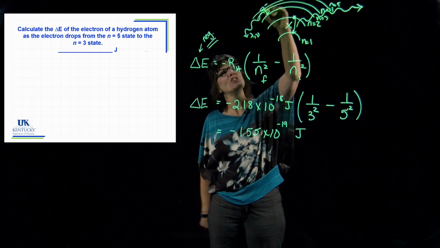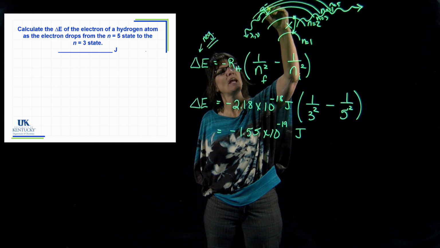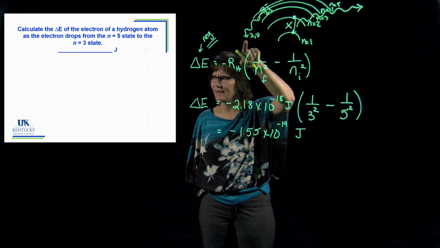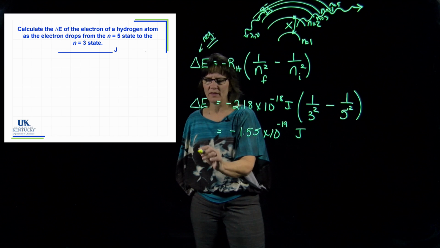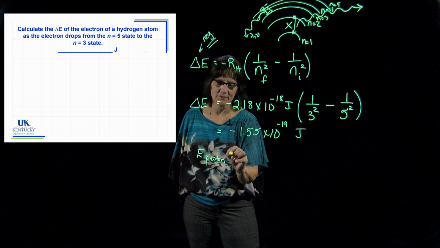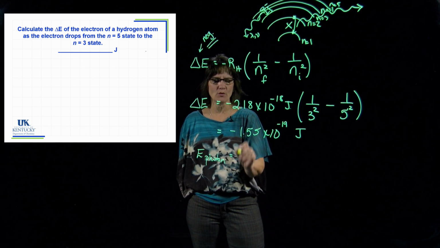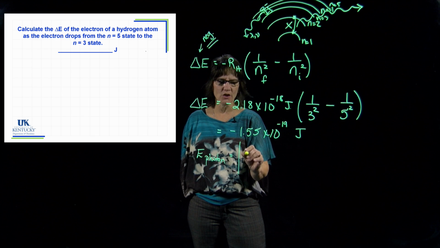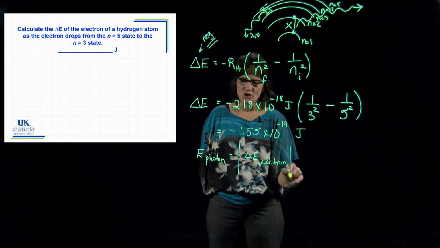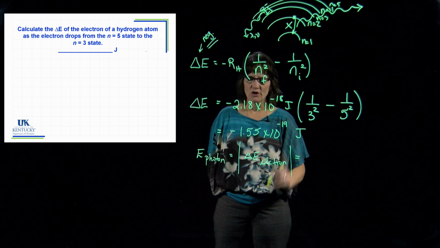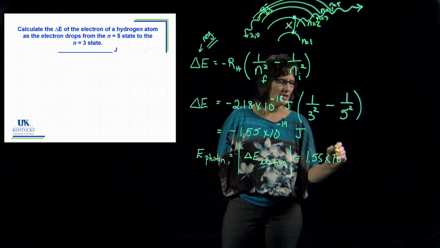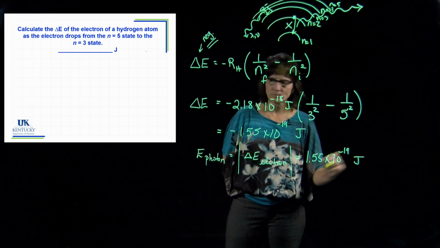Now, that's a change in energy of the electron. That's this energy gap from here to here. What we want to know is about this photon, the light that's emitted. What do we know about the energy of the photon? Well, on the previous slide, if you look back there, we know that the energy of the photon is the absolute value of the change in energy of the electron. So what is the energy of the photon? The energy of the photon is 1.55 times 10 to the minus 19 joules.